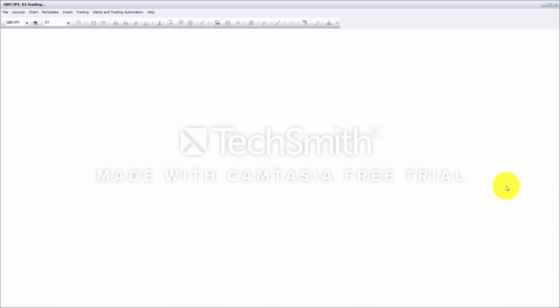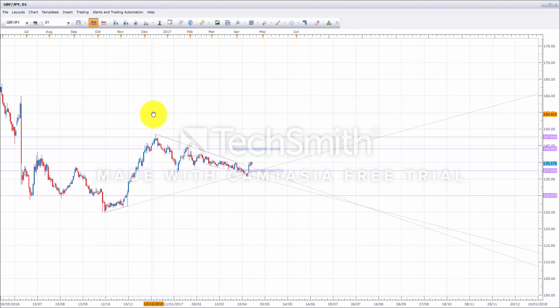Next pair I'd like to look at is the Pound Yen. Now the Pound Yen, as you can see, was very, very corrective for a while here, and price was starting to get squeezed quite tightly between these two trend lines here. It did come down and it tested this trend line here, and it actually bounced. It reversed back up above the 137.43 resistance area, and it also broke this downward sloping trend line here. This is a very promising setup for next week and even potentially a few weeks after.